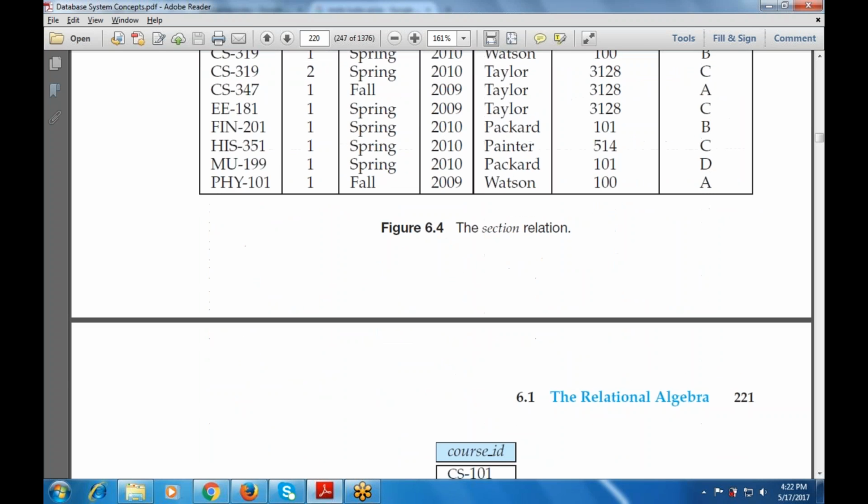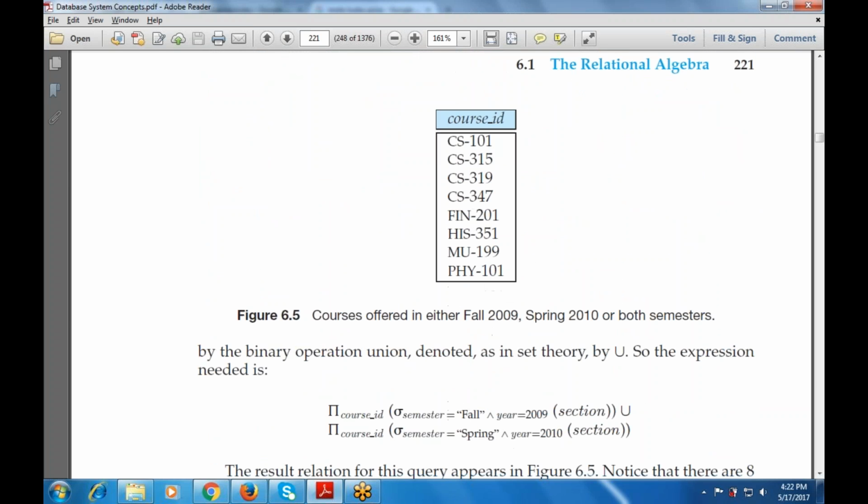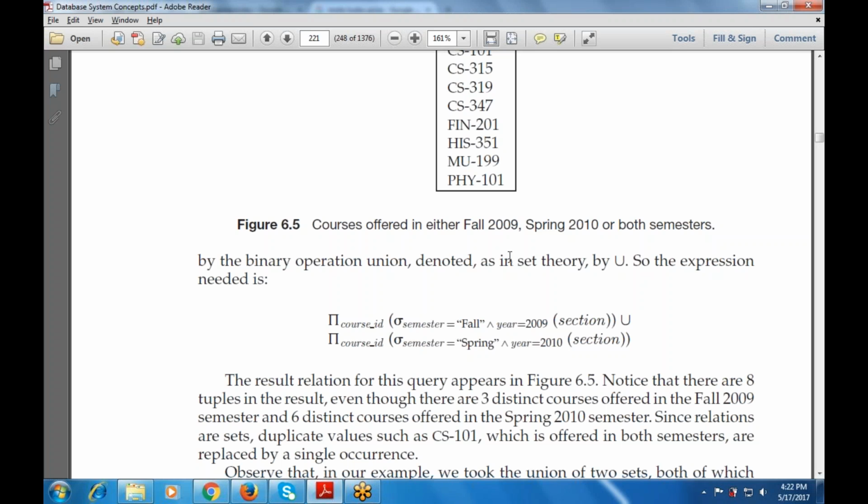So if we find these values, that is the BIO-101 course ID, section ID, semester, year, building, room number, time slot ID. That is given by the binary operation that is denoted in set theory by U. The expression needed is pi course ID, semester equals to fall, year equals to 2009 section, union, that means combination of both the values, then pi course ID, semester equals to spring, year equals 2010, also from the section.